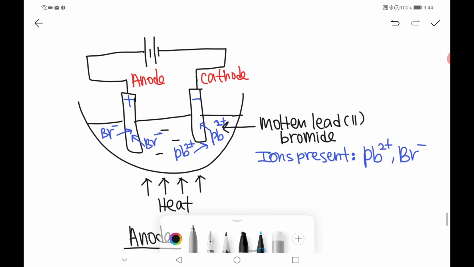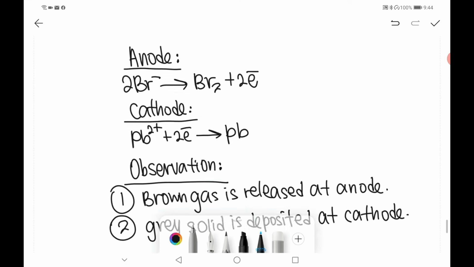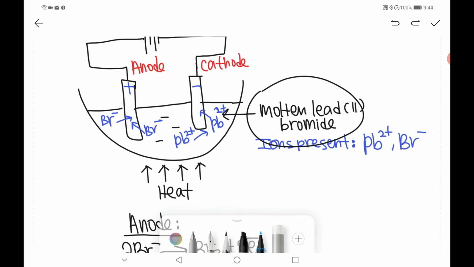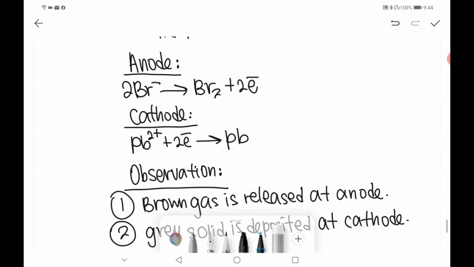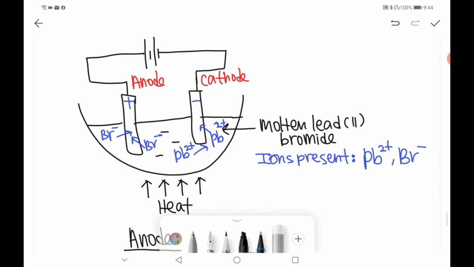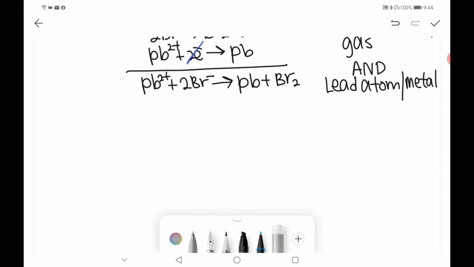So you can see what the electrolysis does here. Electrolysis breaks down the lead bromide. When lead bromide breaks down, you will form lead and you will form bromine. So this is what electrolysis does: electrolysis helps us to break down the compound. We break the substance to form something else. So this is what electrolysis is all about. Not very hard, we just do it step by step.